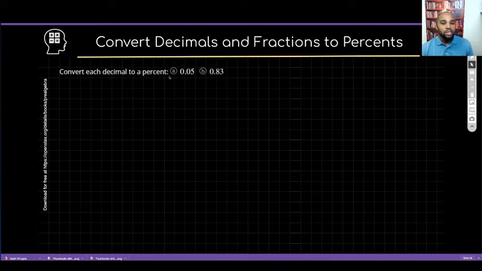All right, let's convert these decimals to percent now. So a little bit different when we work backwards. But think about it. What place is this 5 in? Well, that 5 is in the hundredths place, so it's going to be 5 hundredths. What about this one? Well, this 3 ends in the hundredths place, so that's going to be 83 hundredths. And there you go. That's how you would do that.